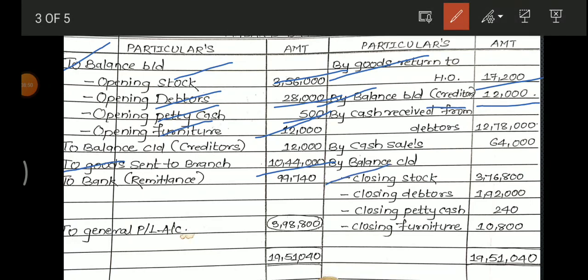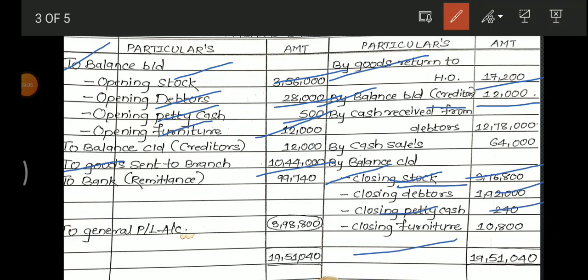Okay, so first we have to write down all the given information here. By balance carried down, because it is the closing balance. If it is opening balance, we are supposed to write brought down. If it is closing balance, we are supposed to write carried down. Closing stock 3,68,000, debtors 1,92,000, petty cash 240.